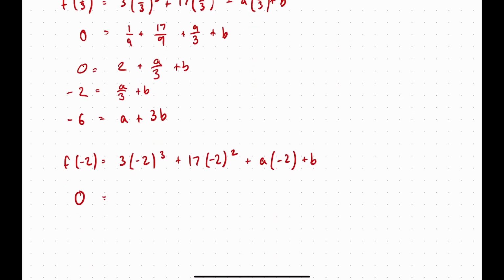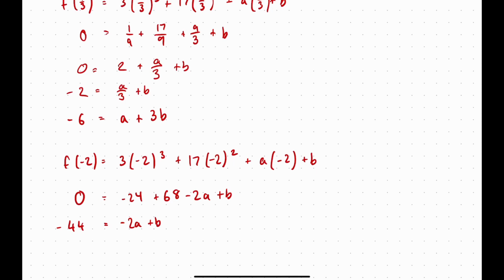So I'll simplify this all down. It should leave you with minus 24 plus 68 minus 2a plus b is equal to 0. Take everything to one side, leaving you with minus 44 is equal to minus 2a plus b.